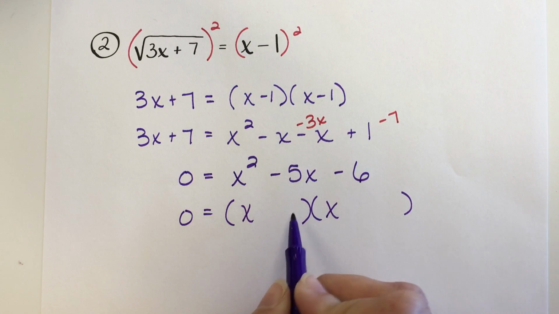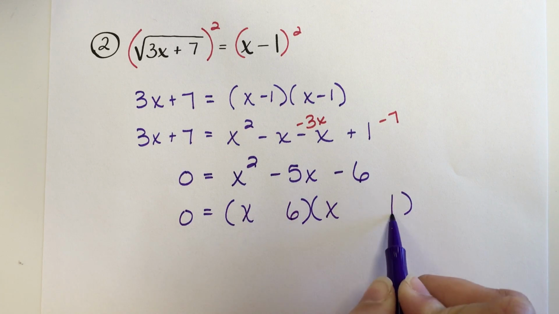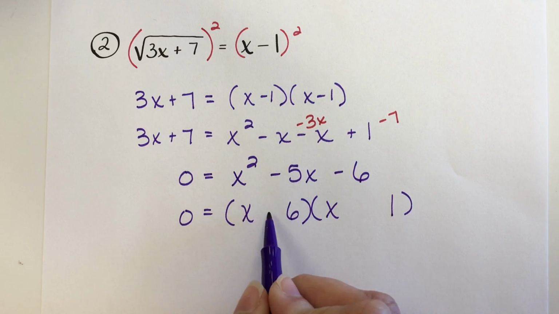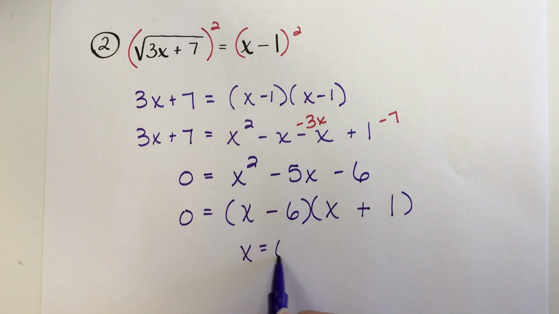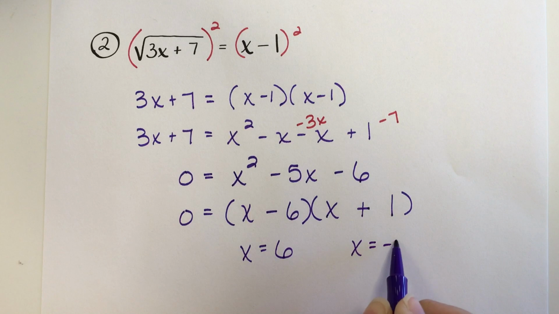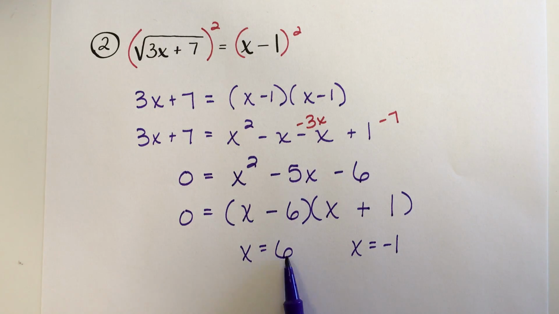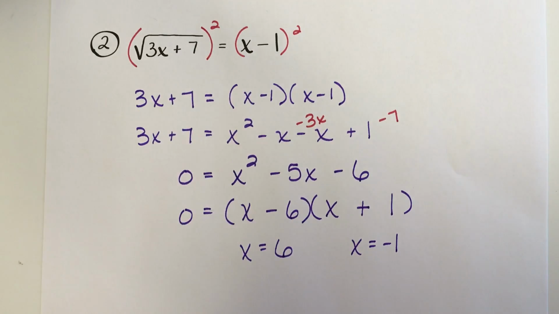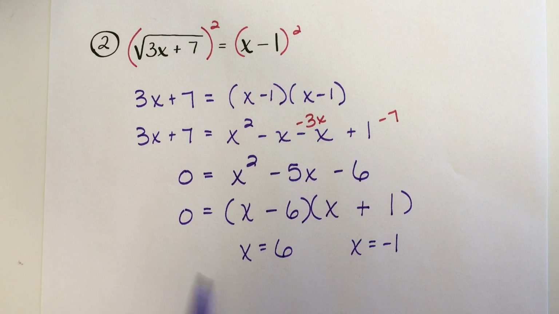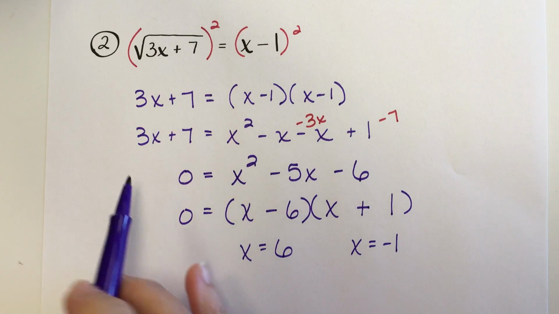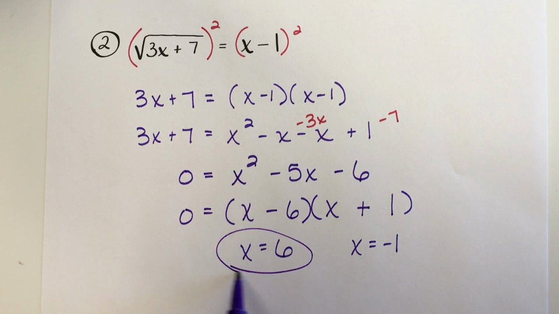Let's see, you will need to use 6 times 1. And in order to get your negative 5, you need a negative 6 and a positive 1. Therefore, you get x is equal to 6 and x is equal to negative 1. Now, again, you will have to check each one of these. So just starting with the 6 and plugging it in. The 6, I'm just doing this in my head real quickly. The 6 is going to check.